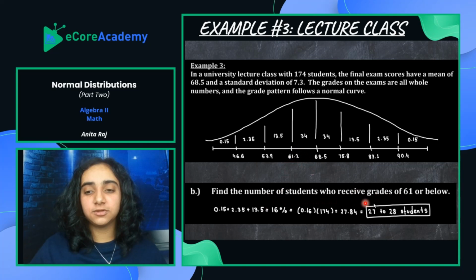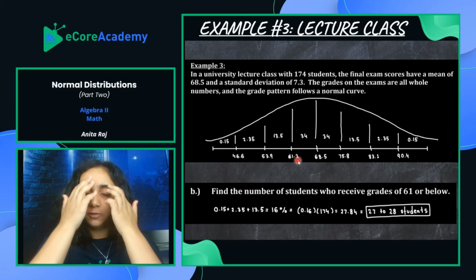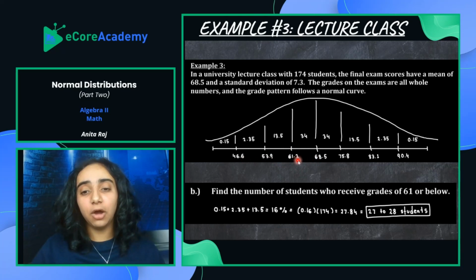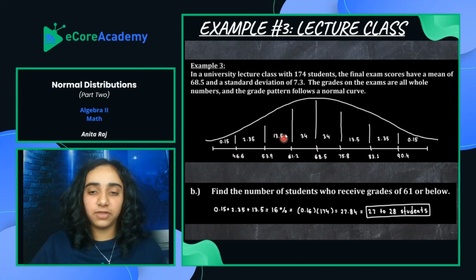We're trying to find the number of students who receive grades of 61 or below. So we're looking at 61.2 and below. So that means we're looking to the left. If we go towards the right, we're looking at grades above 61, which we don't want. We want grades 61 and below. So we're going to look to the left of that. And what we do is we're just going to look to the left, and we have these three intervals right here representing this left half. So what we're going to do is we're going to actually add these percentages together, 0.15, 2.35, and 13.5, because all these percentages represent the grades below 61.